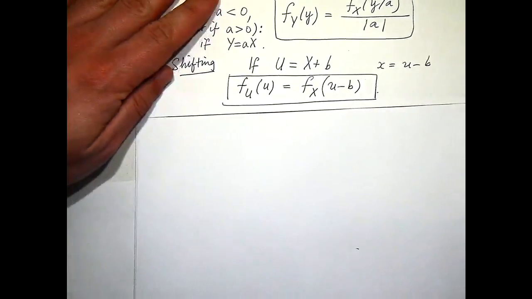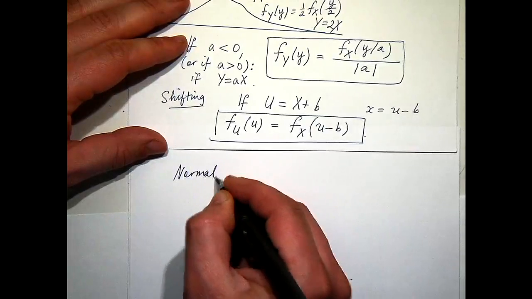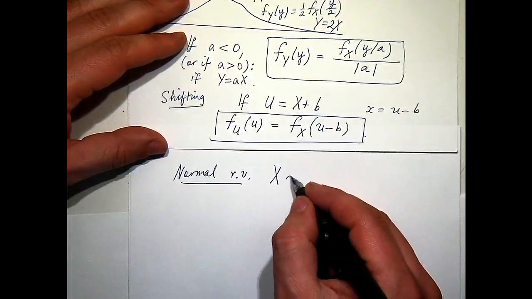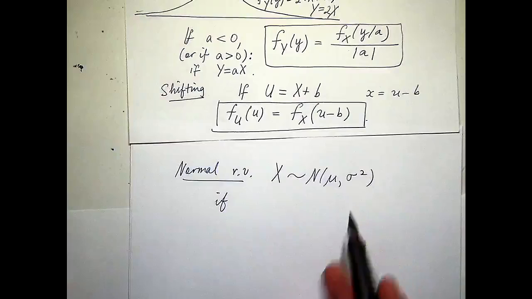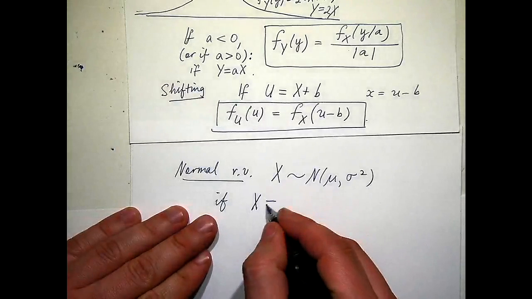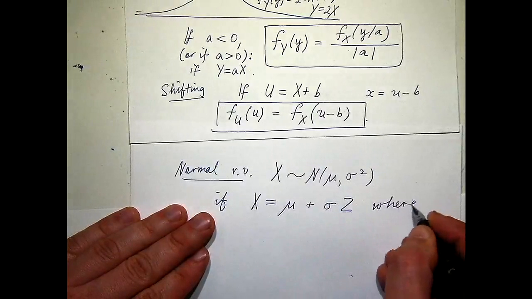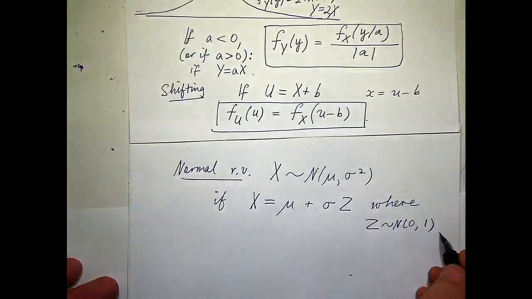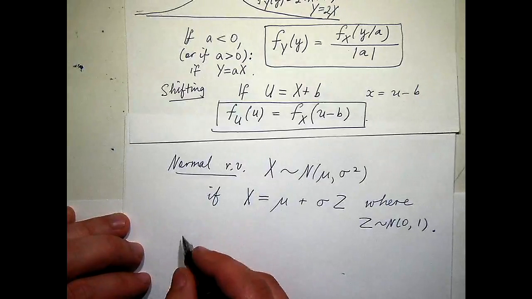Let's apply this to a non-standard normal. A normal random variable x is said to be normal mu sigma squared if, well, one way to define it is it's a normal with mean mu and variance sigma squared. Another way is that x is equal to the mean plus the standard deviation times z, where z has a normal 0, 1 distribution. Those are equivalent definitions, and this definition is better because it allows us to use the shifting and scaling.